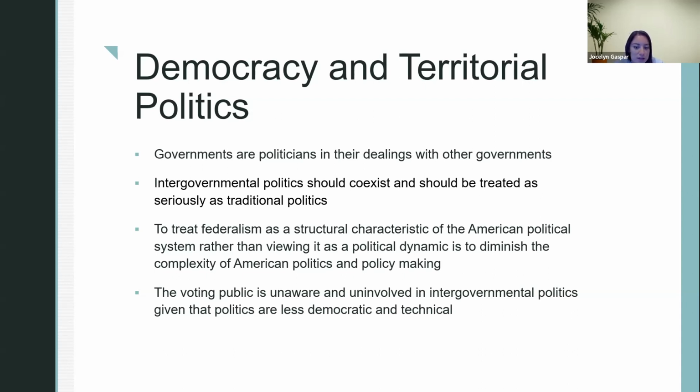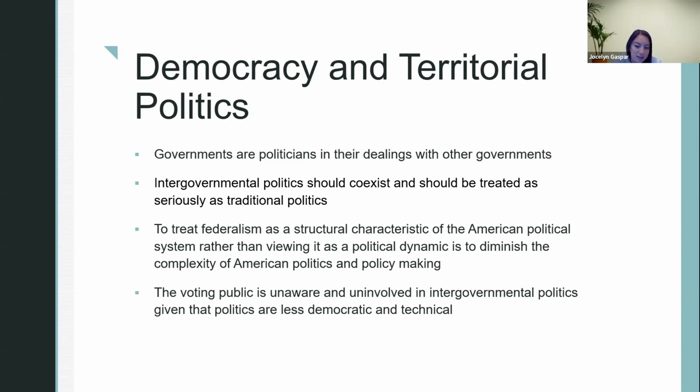So she stresses that intergovernmental politics should be treated as seriously as traditional politics and should also coexist with traditional politics. So in her opinion, federalism should not be viewed as a static characteristic in the American political system, but should really be seen as a political dynamic, because not doing so would diminish the complexity of what American politics is and what policymaking is.